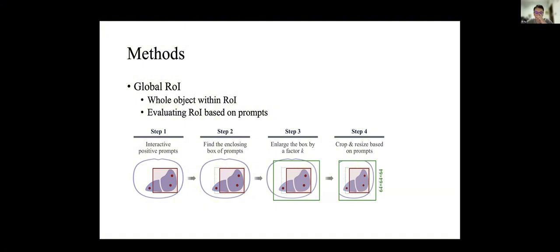Different from these existing methods, we propose global ROI. As shown in this figure, we find the enclosing box of all positive prompts, and then enlarge the box by a factor, and then we crop and resize based on these prompts. After this process, the global ROI is expected to include the whole organ and not include too much background.